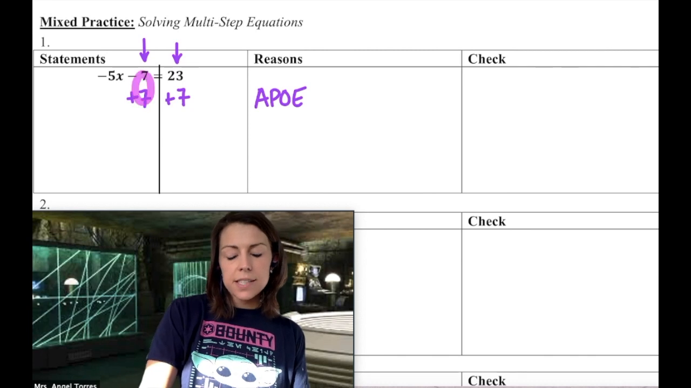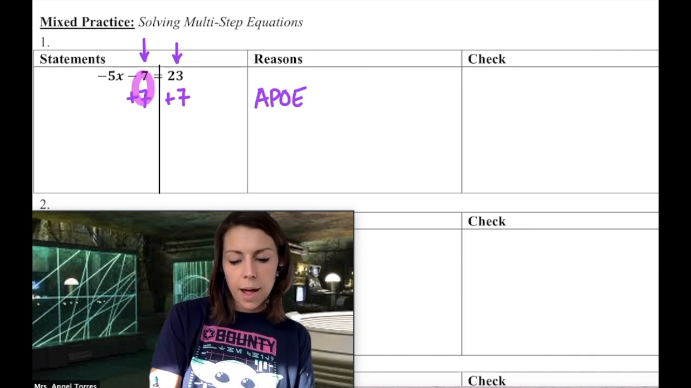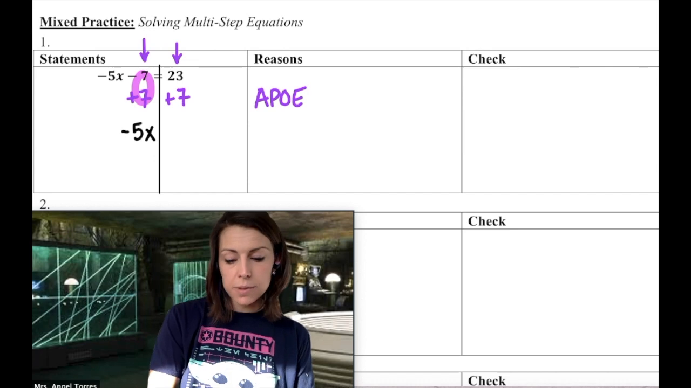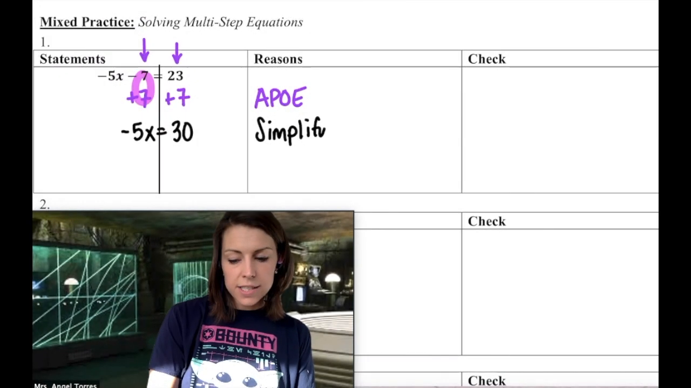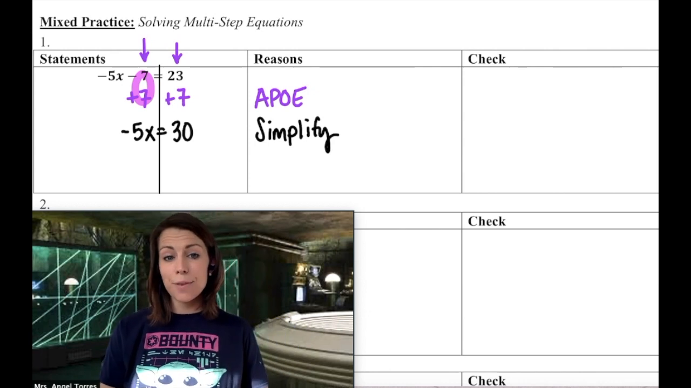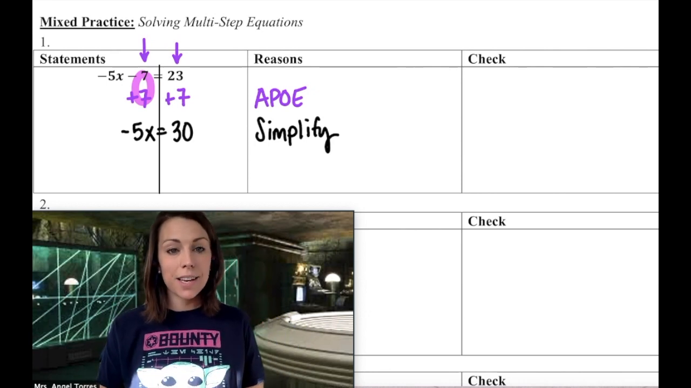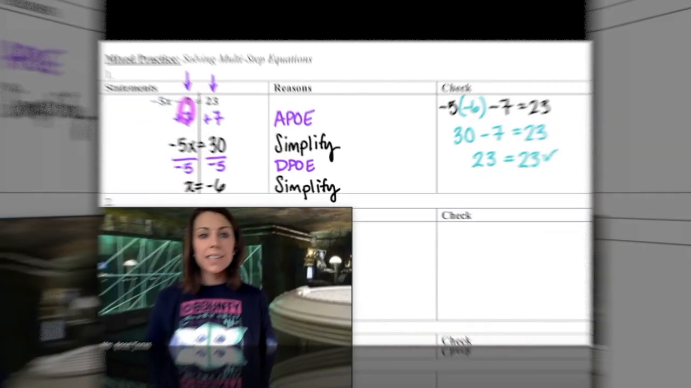Negative 7 plus 7 is a 0 term, and when I simplify, I'm left with negative 5x. My variable term stays on the left, and 23 plus 7 is 30. Did I just get it down to a single term and a single term? Yes, I did, which means you can continue to solve from here. Let's see how you did.